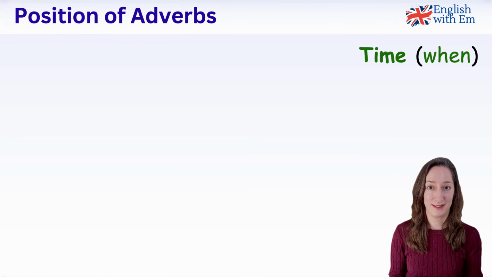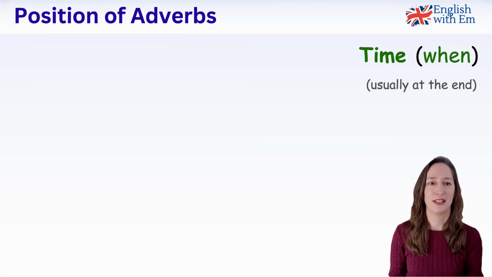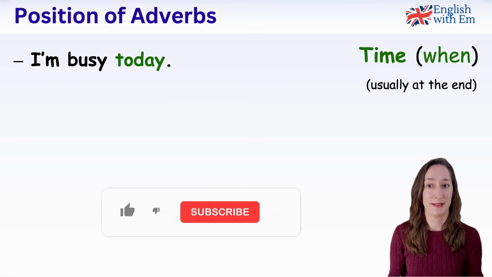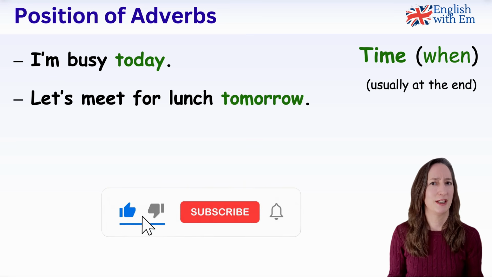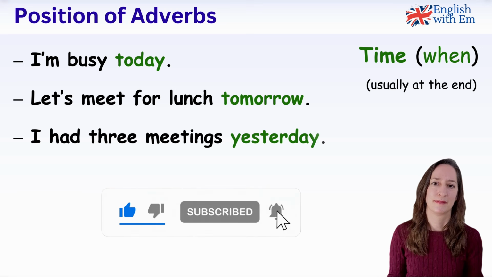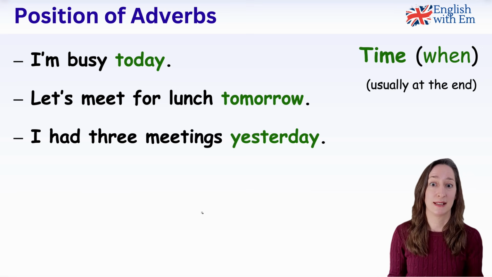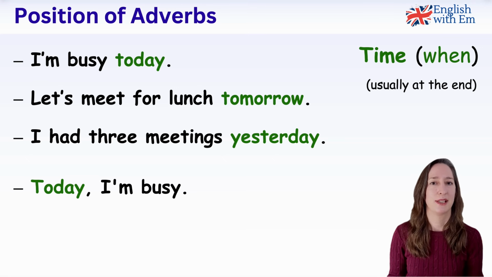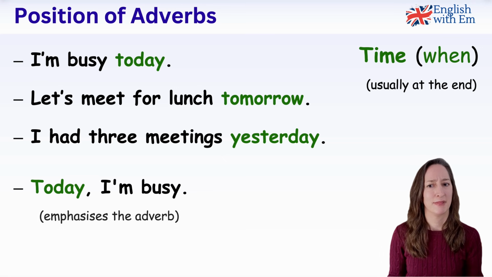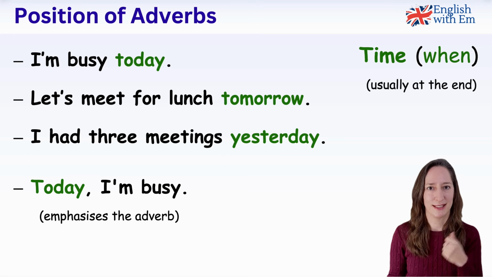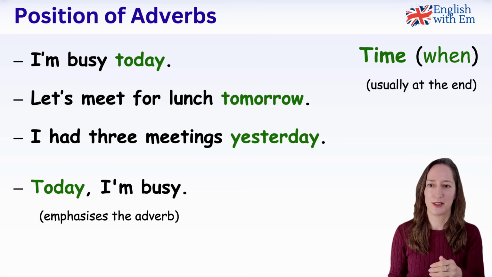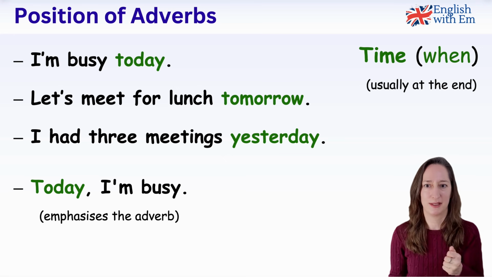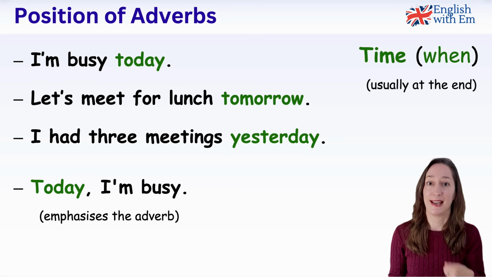Now let's look at adverbs of time. These tell us when something is done, and they usually appear at the end. I'm busy today. Let's meet for lunch tomorrow. I had 3 meetings yesterday. We can put it at the beginning and say, today I'm busy. And here we're emphasizing the adverb. So as mentioned earlier, when the adverb comes to the front, there is usually extra emphasis going on here.